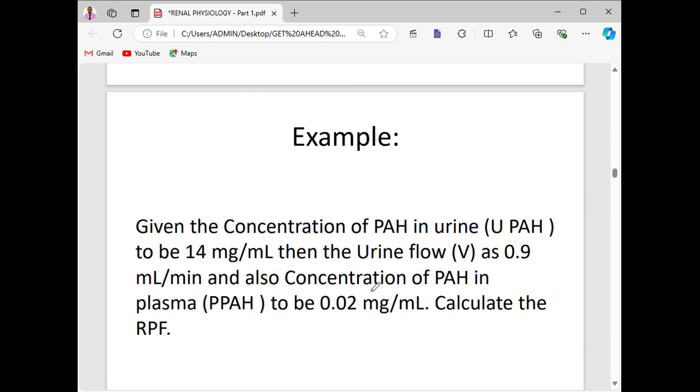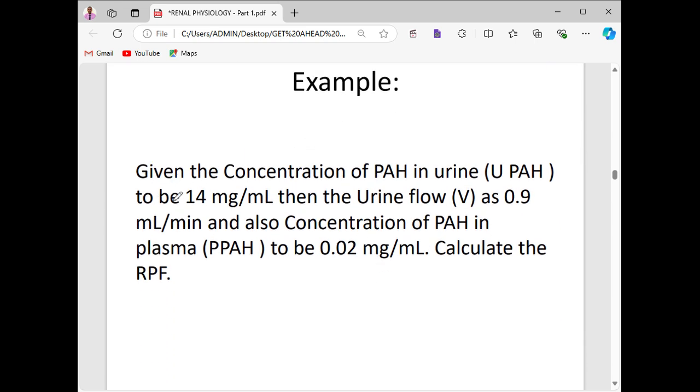Let's look at this example. In this example, we are given the concentration of PAH in urine to be 4 milligram per milliliter, the urine flow rate is just 9 milliliter per minute, and we have also been given the concentration of PAH in plasma, which is just 0.02 milligram per milliliter. They want us to find renal plasma flow.